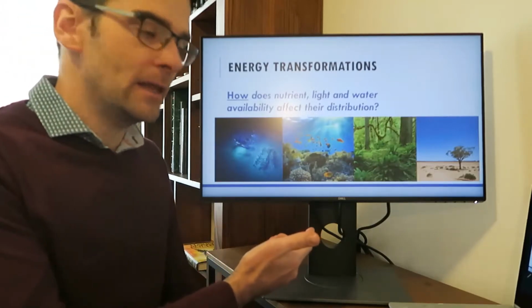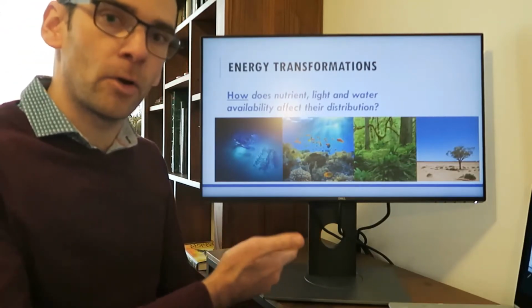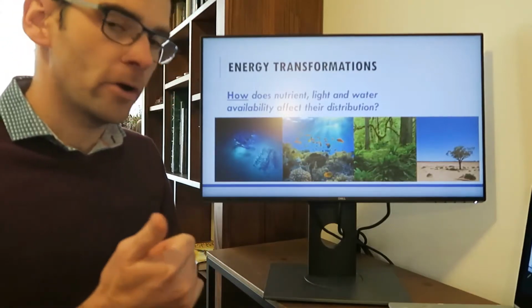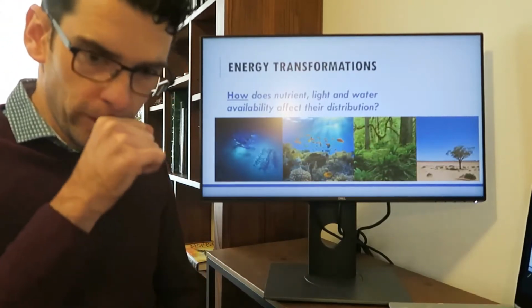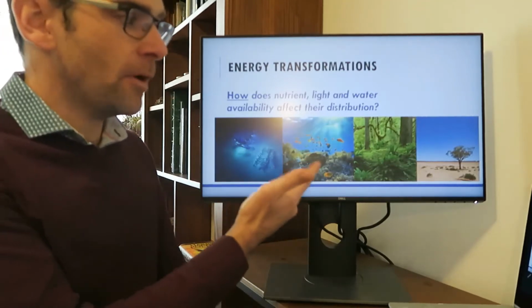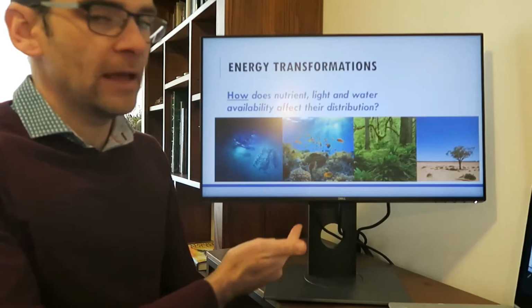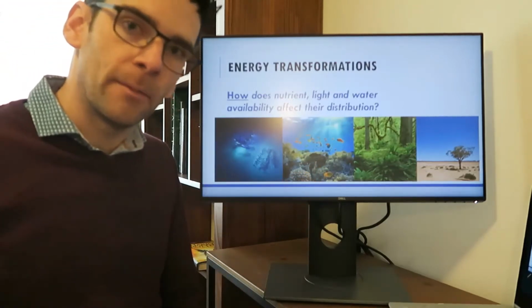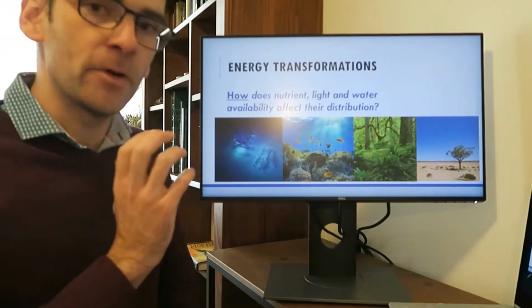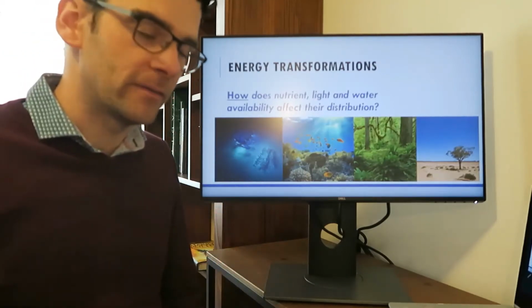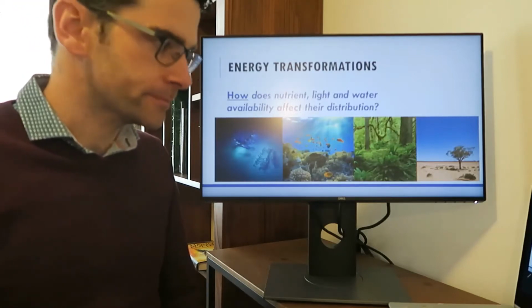The next level up, if you think about the shallow coral reef or shallow nearshore environment, we have usually lots of nutrients, lots of light, and lots of water. So it's not surprising that of all the environments, shallow coastal marine environments are the most biodiverse and have the greatest amounts of living things anywhere on the planet.